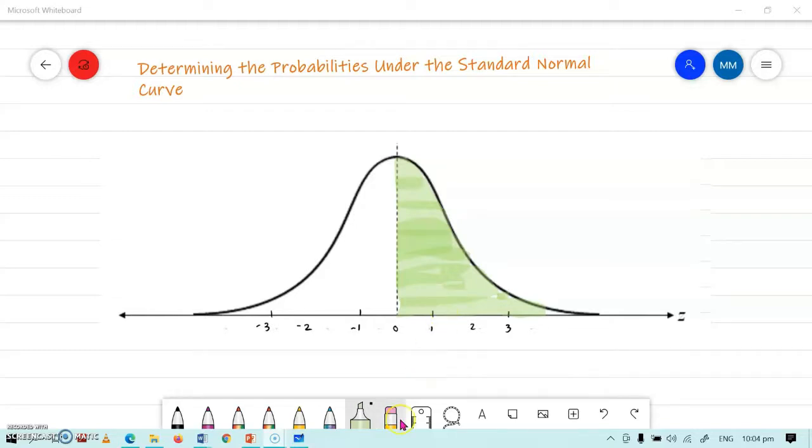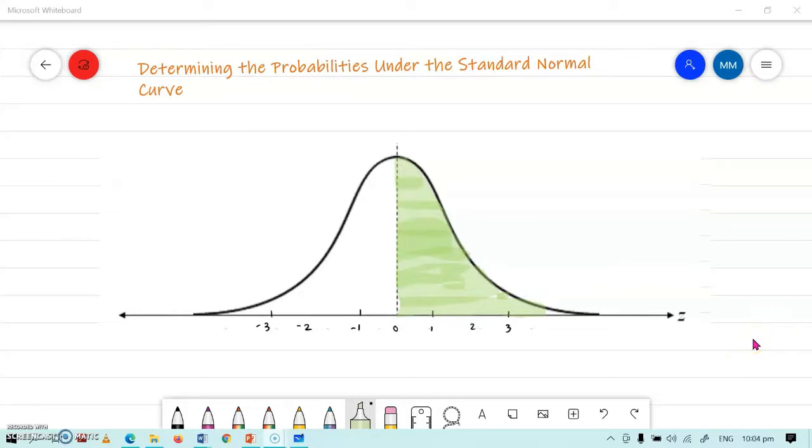Alright? So also remember that the total area of the region under the normal curve is equal to 1. Meaning to say, the area of the shaded region in this normal curve that we have here, that is from the mean to the entire right of our curve, is just equal to 0.5. Okay?